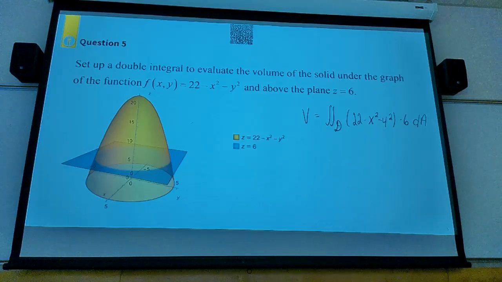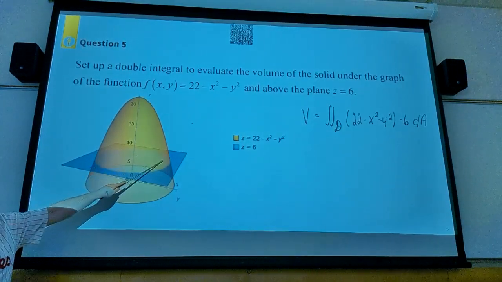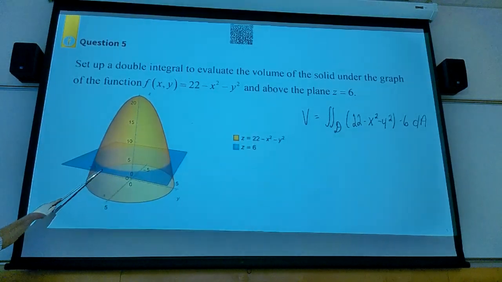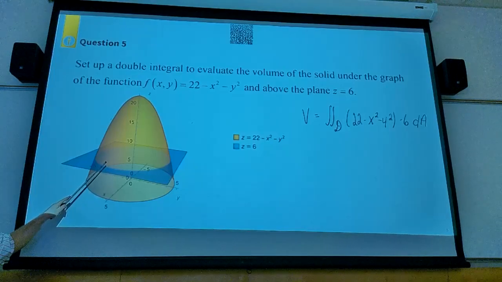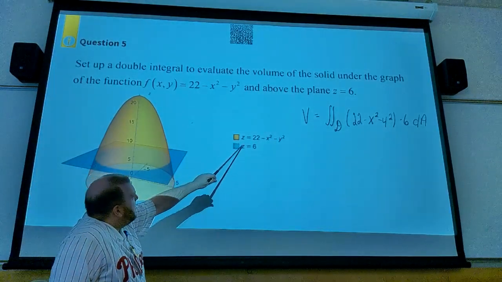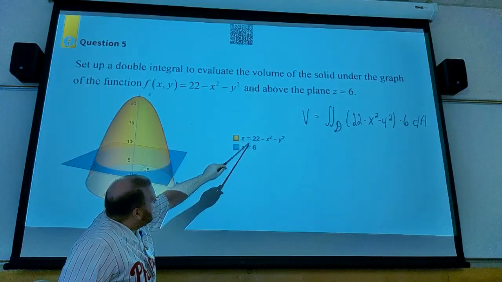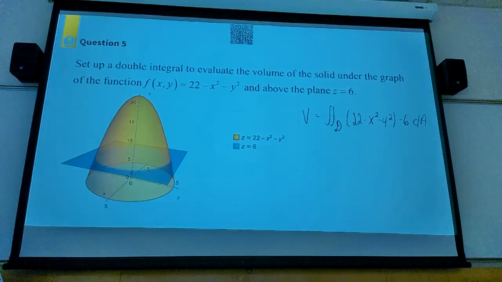Wouldn't it just be this circle? It's the curve of intersection between the paraboloid and the plane, which is a circle. Six equals 22 minus x squared minus y squared, so x squared plus y squared equals 16.